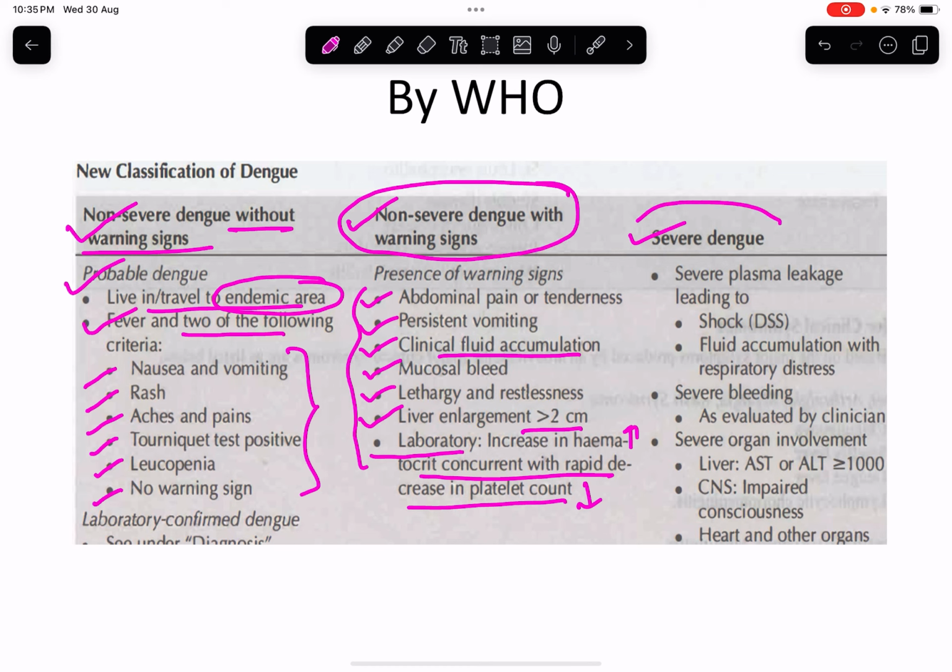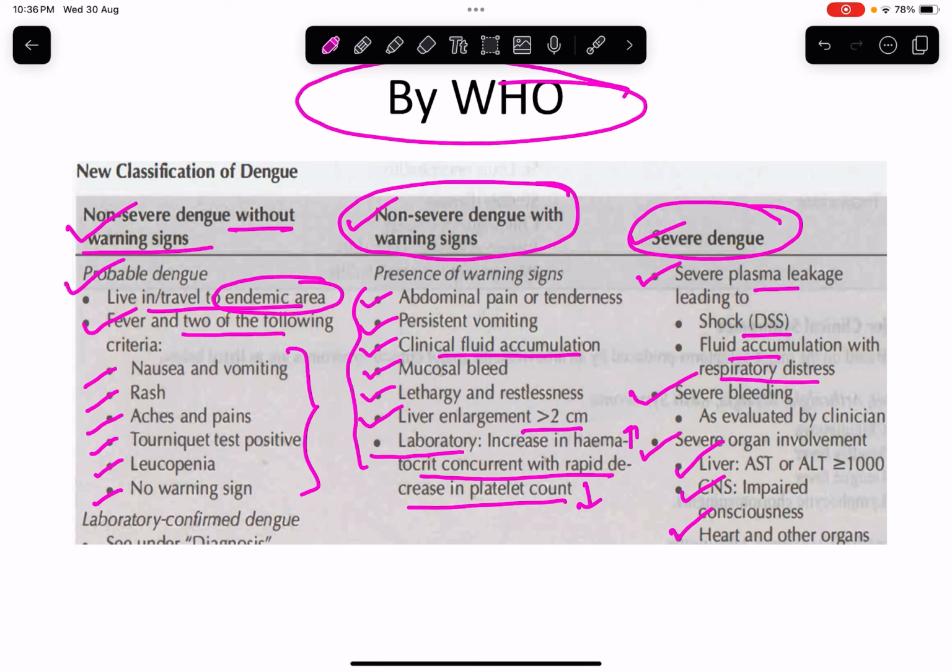Now lastly, severe dengue. What is severe dengue? Severe dengue may be a case of severe plasma leakage leading to dengue shock syndrome or fluid accumulation with respiratory distress, severe bleeding which may be manifested as a DIC, disseminated intravascular coagulation leading to severe bleeding, or there may be severe organ involvement, liver involvement, CNS involvement, heart or other organ involvement. So organ involvement, severe bleeding, severe plasma leakage, these are the signs of severe dengue. So this is the new classification of dengue by World Health Organization or WHO.